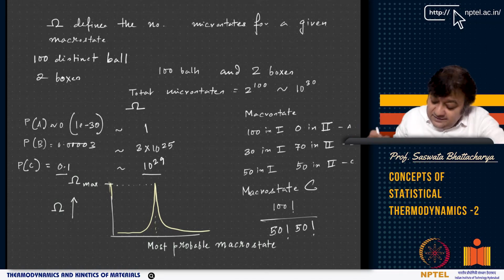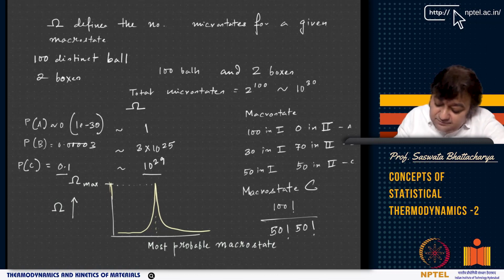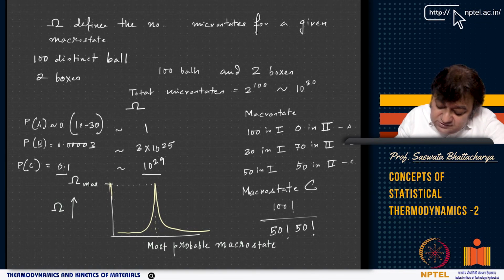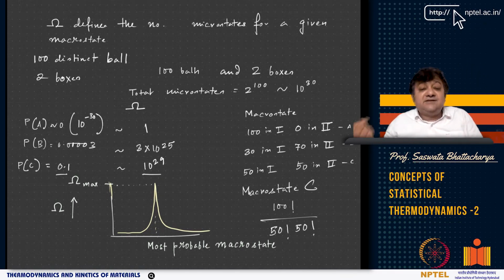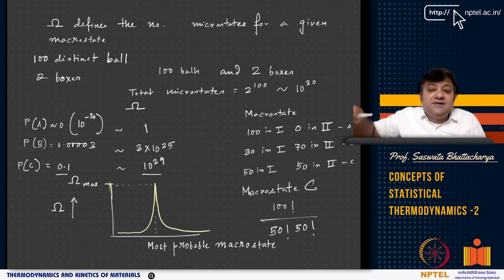And you see that 0.1 is much larger than 0.00003 or 0, right? If, for example, the number of microstates is 1, then the probability is 10 to the power minus 30. So it is like 10 to the power minus 30, which is very small. It's like approximately 0, right? So we can tell that it's asymptotically 0.